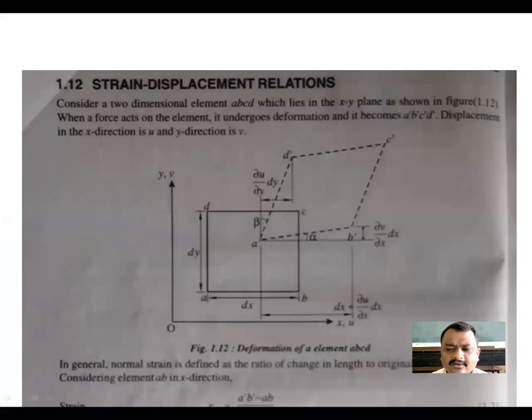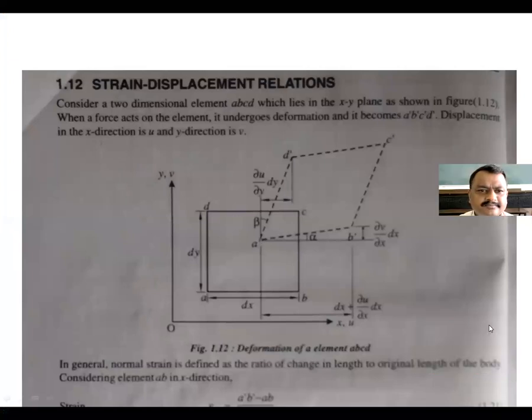Now, what I am trying to explain here is, consider a two-dimensional element A, B, C, D. This square A, B, C, D is a two-dimensional element which lies in XY plane, right? When a force acts on the element, it undergoes deformation. Is it obvious? So if I apply load in any one direction, deformation will be along that direction, and also in the lateral direction it will be there. So that is what the dotted line is all about. So the ABCD is now changed to A dash, B dash, C dash, and D dash, right?